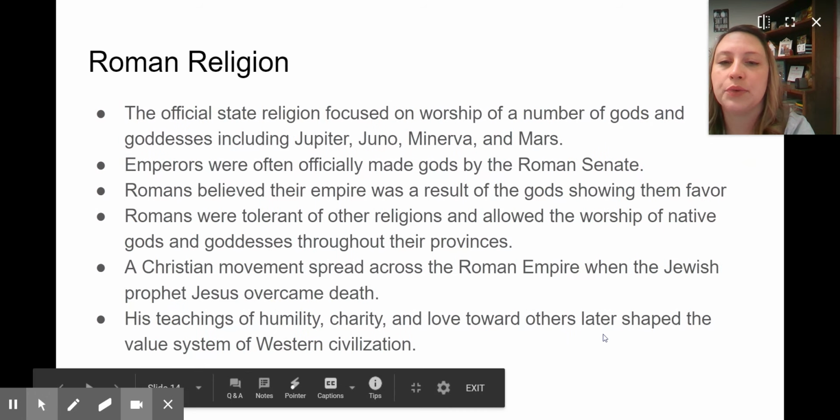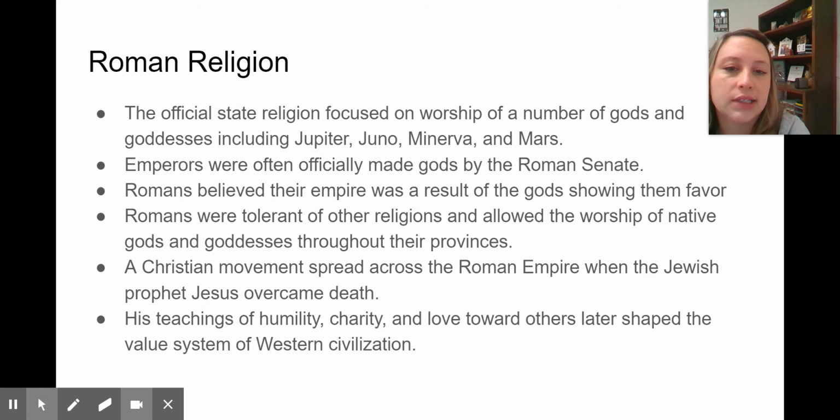So the official state religion focused on worship of a number of gods and goddesses. Basically their gods and goddesses are the same as the Greek gods and goddesses. They just have different names. So Jupiter is Zeus. Juno is another. Then you have Minerva and Mars. All these different gods and goddesses are the equivalent of other Greek gods and goddesses. Emperors were often officially made gods by the Roman Senate.